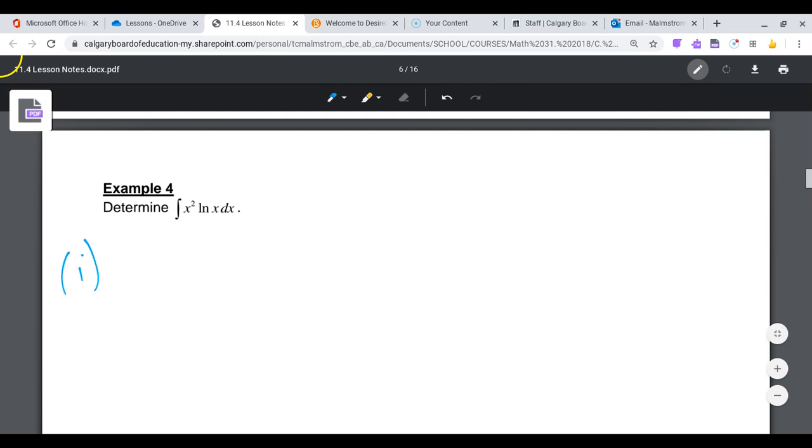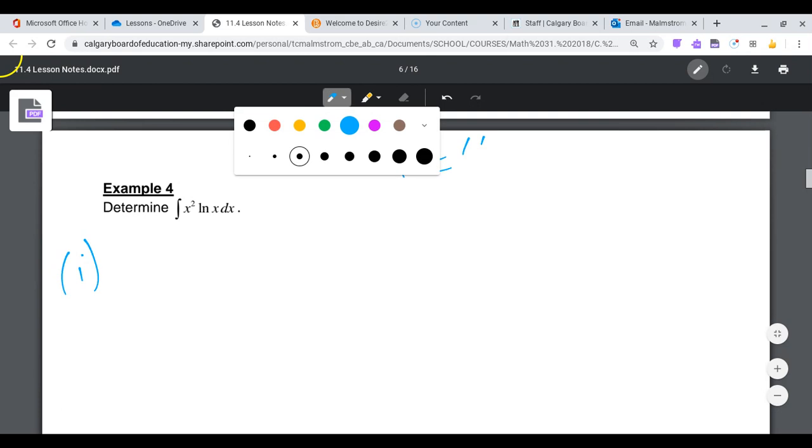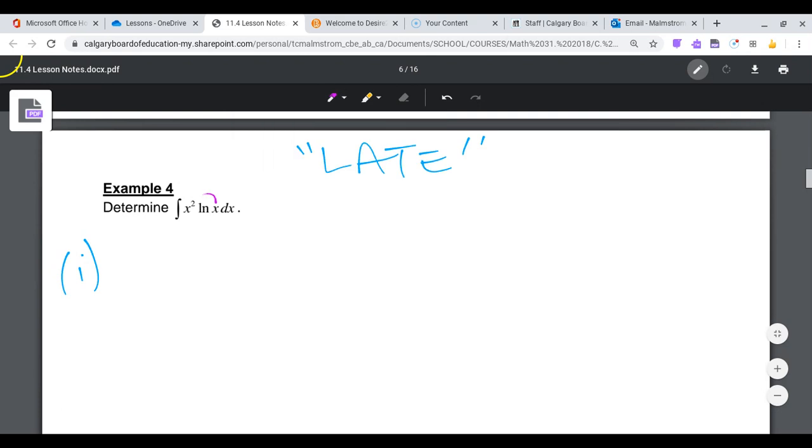Okay, so by LATE, who has to be first? It looks like ln has to go first because of the L, logarithmic. So u, this time around, is going to be ln x. du dx.